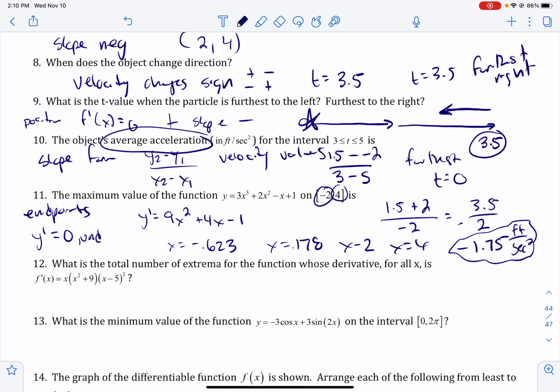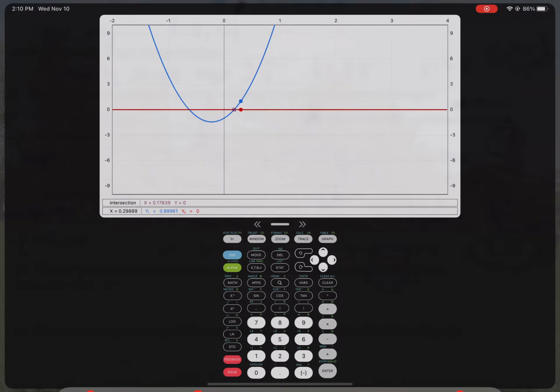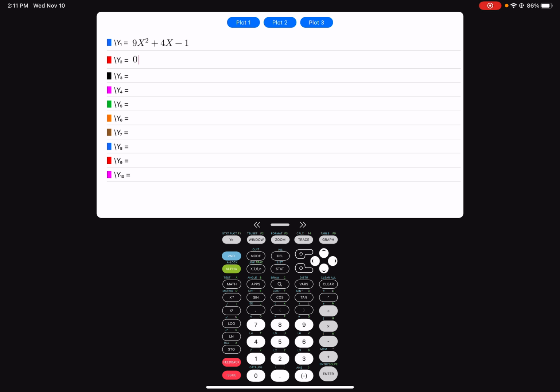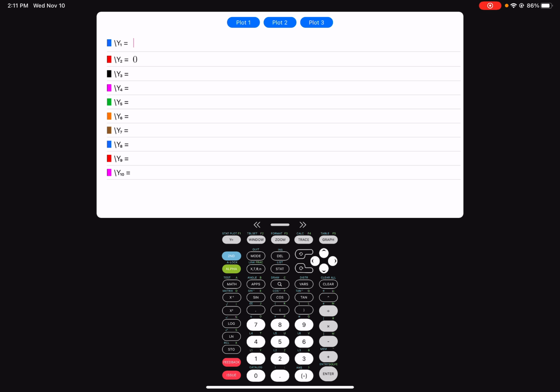So when I plug these values in, I'm just going to go back to my calculator, and I'm going to go to the table, and I want to plug in all of those values. So I want to plug in -2, and I want to plug in -0.623, and I want to plug in 0.178, and I want to plug in a 4. And it's just asking for the maximum. So when I look at those values, that's not what I wanted to plug it into. I'm plugging them into my derivative. I need to plug them into my original function.